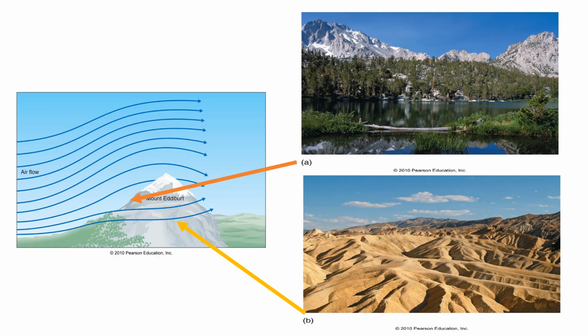So, as an example of that, I'm showing you a picture of the windward side and leeward side. In the windward side, you can see that there is much moisture, there is vegetation, but on the leeward side, you can see what we call the rain shadow desert.